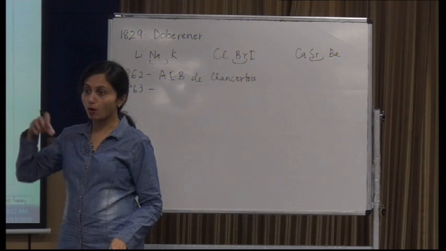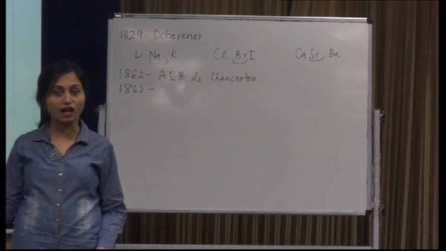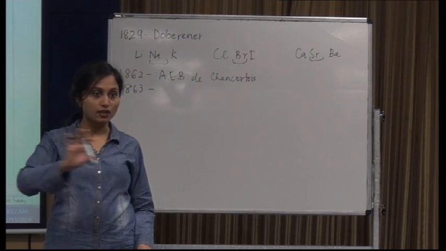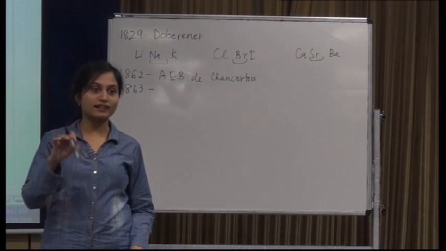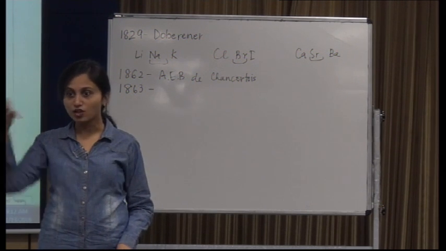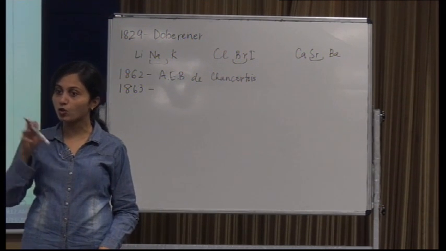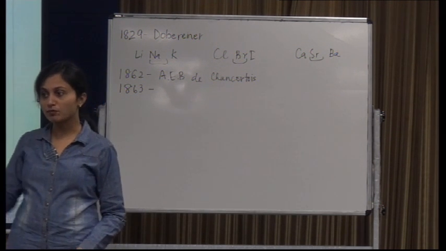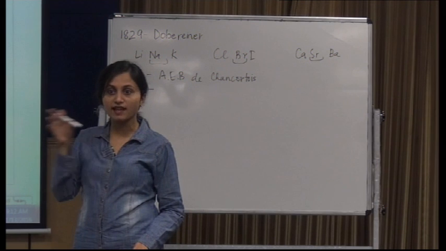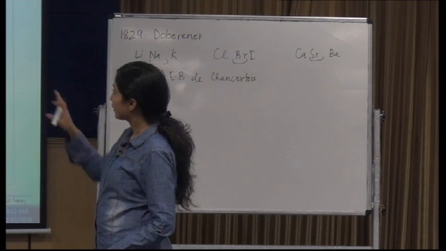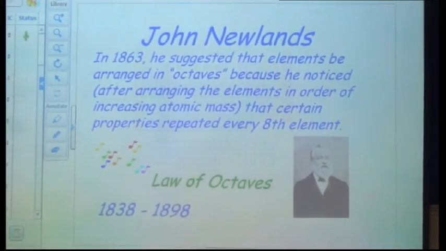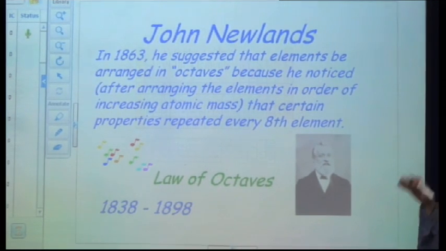He found that the properties of the eighth element are similar to that of the first one. The name octaves is given because normally it's either sa re ga ma pa dha ni sa, so sa and sa are the same, or do re mi fa sol la ti do, so do and do are the same. So basically the first and the eighth elements have similar properties. What he suggested was that if they are arranged in octaves, then the properties of every eighth element are similar to that of the first one.